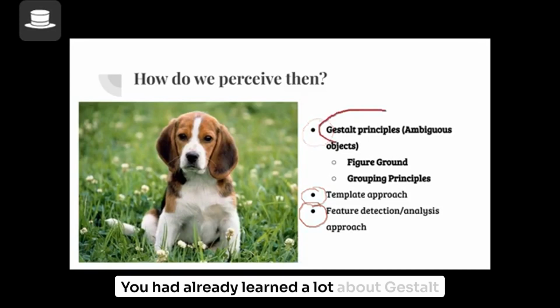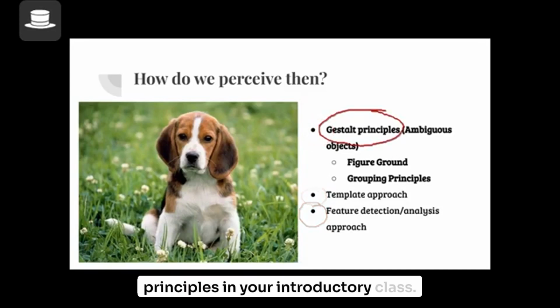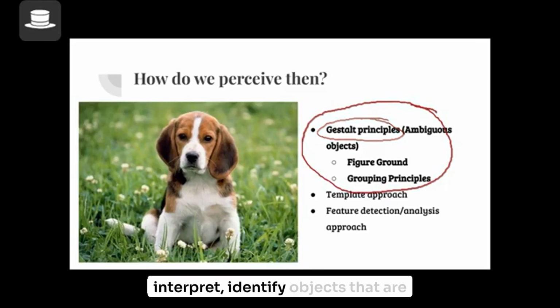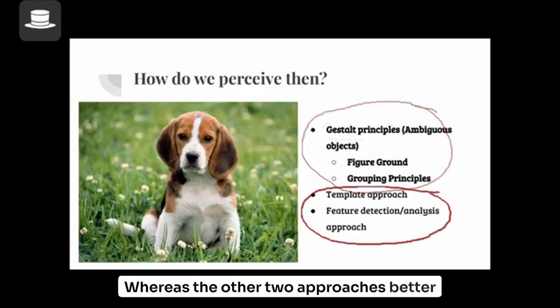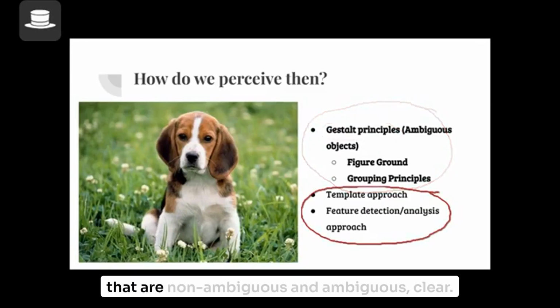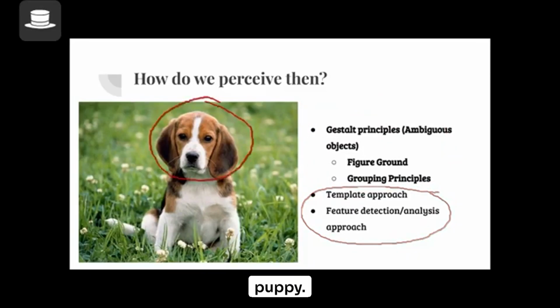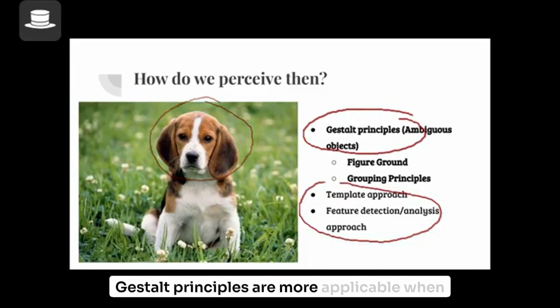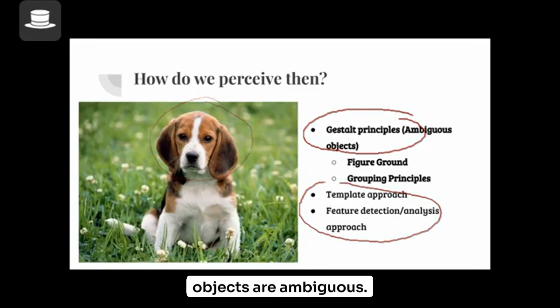You had already learned a lot about Gestalt principles in your Intro to Psych class. I'm going to quickly talk about some principles of Gestalt, not in detail. The first theory is good in explaining how we interpret and identify objects that are ambiguous, not clear, whereas the other two approaches better explain objects that are unambiguous. Like in this case, you can identify this as a puppy. This identification can be explained by these two theories. Gestalt principles are more applicable when objects are ambiguous. First, we'll talk about that, and then we'll talk about these two theories.